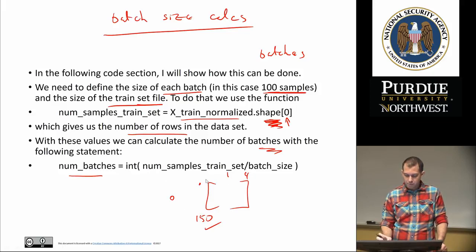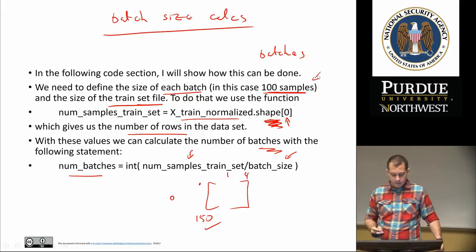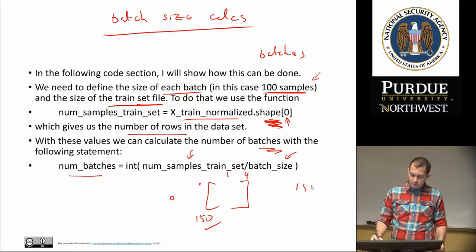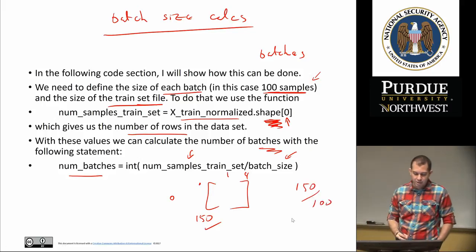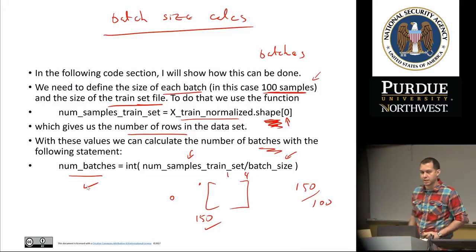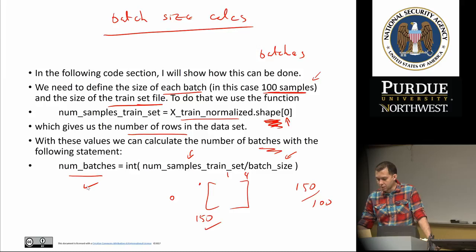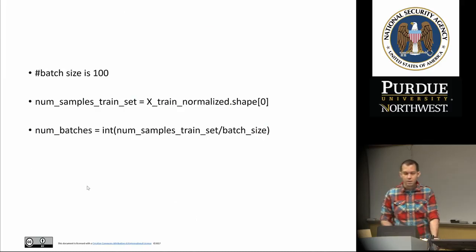We take the number of samples divided by the batch size that we define, that we wanted it to be 100. We divide that, so 150 divided by some number. And so now we know the number of batches that we want. All right, so that's a quick way of doing the calculation. And then based on the number of batches, we can go ahead and proceed.